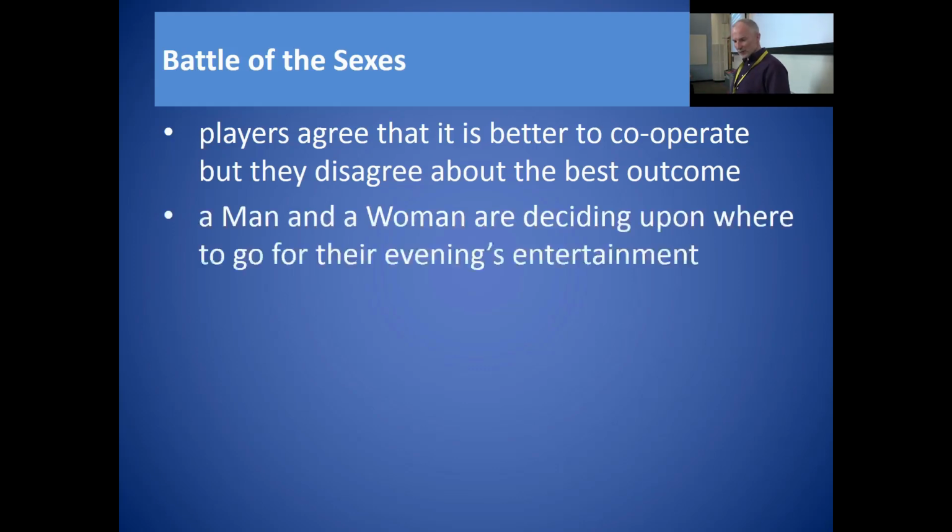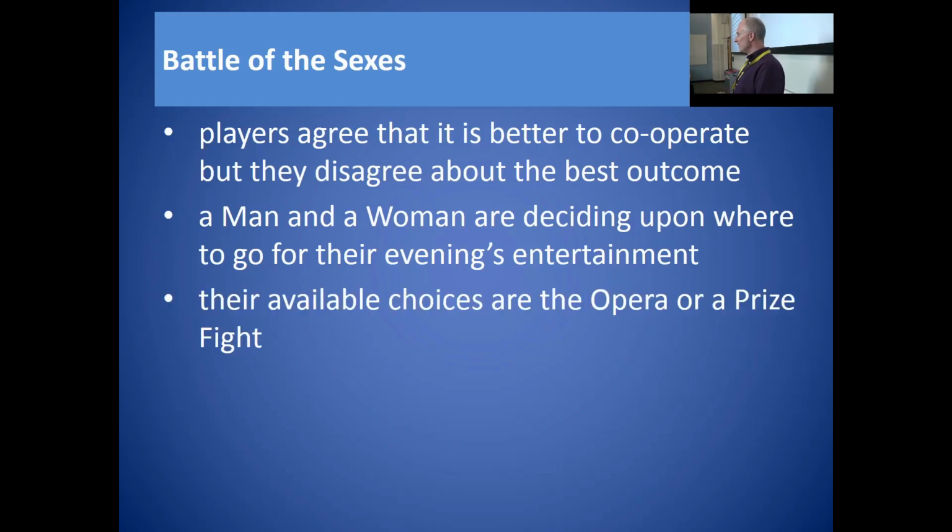In this game of Battle of the Sexes, a man and a woman are deciding upon where they want to go out for their evening's entertainment. And remember, what lies at the heart of this game is that they want to cooperate with one another. They want to go to the same venue. That's what they want to do. So, the choices of venue, though, where they're going to spend their evening's entertainment, are either to go to the opera or to go to the prize fight. And absolutely, they want to go together. They don't want to go to separate venues. They want to go together.